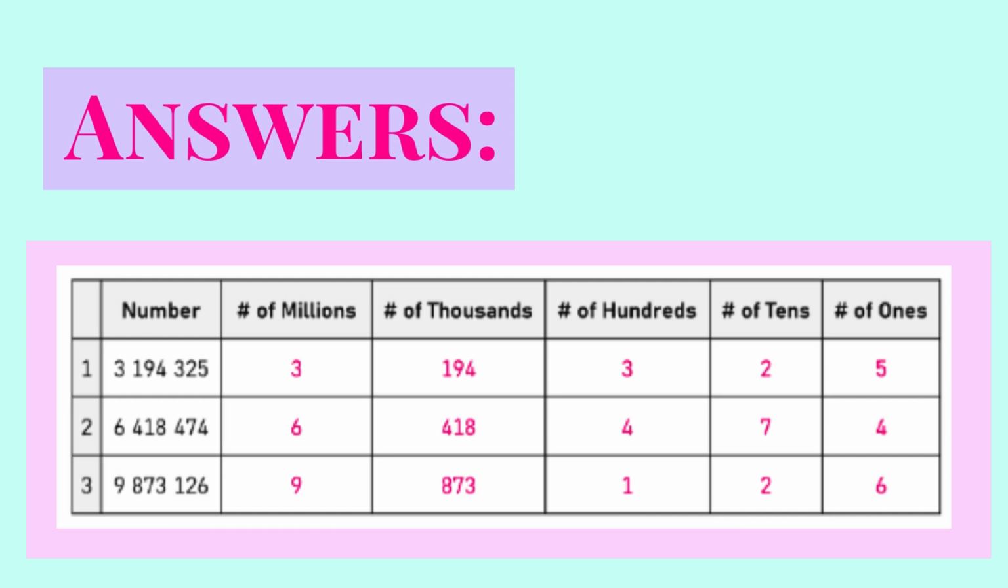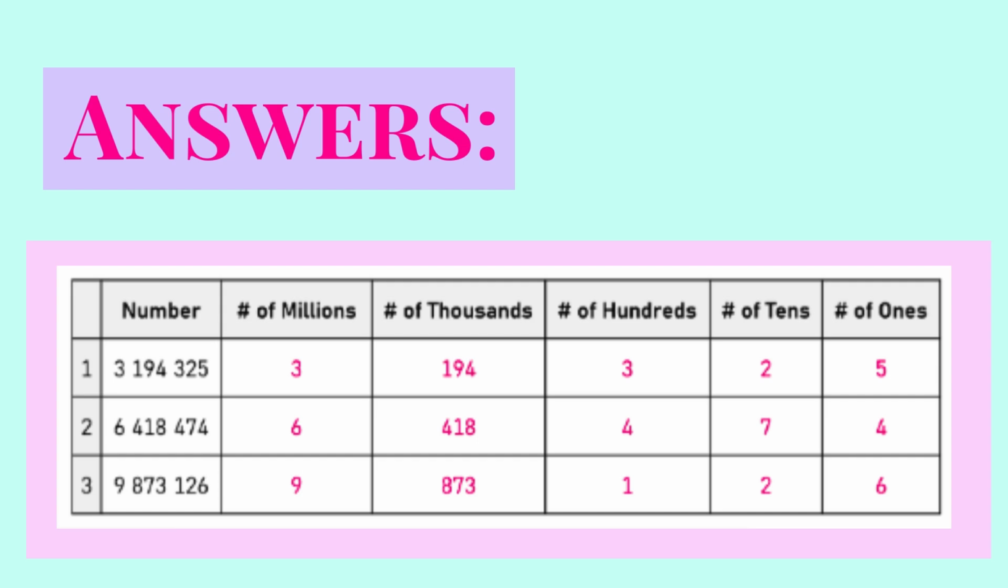In the second part of the answer, I can read the number 6,418,474. Breaking the number apart, looking at the place value for each number, I can see that in millions, there are 6. In thousands, there are 418. There are 4 hundreds, 7 tens, and 4 ones.